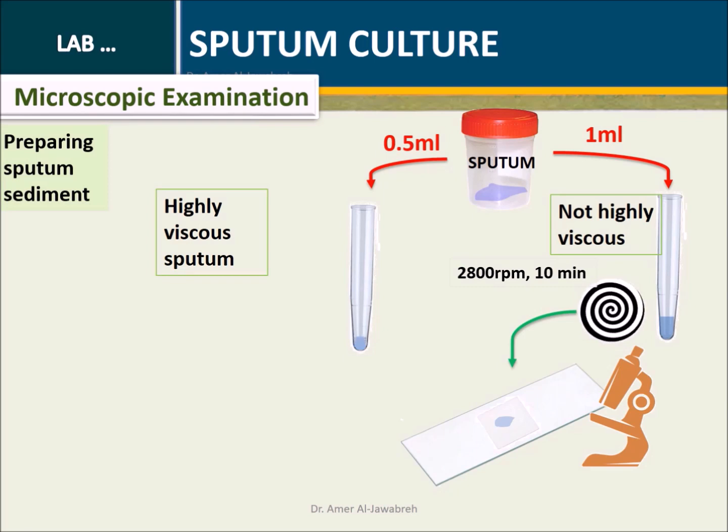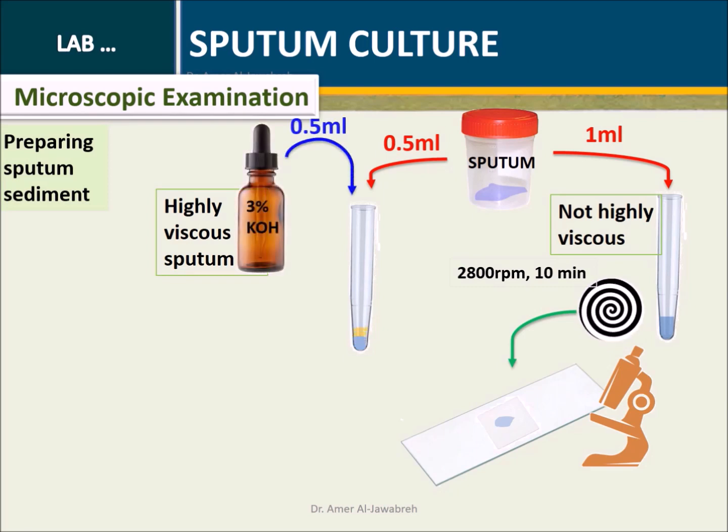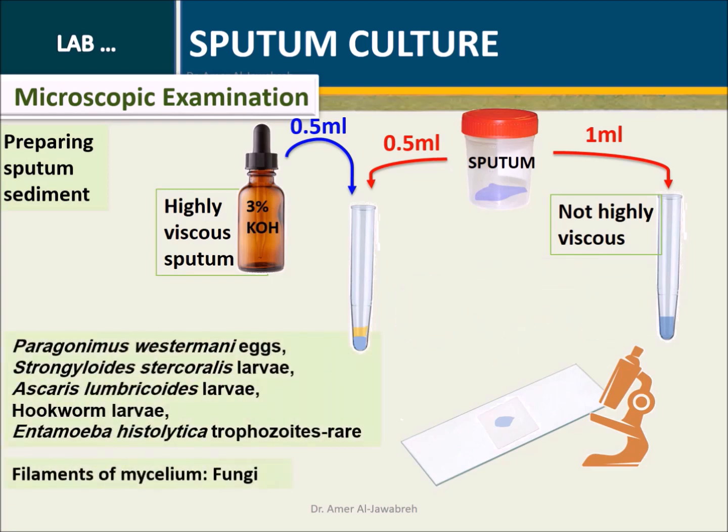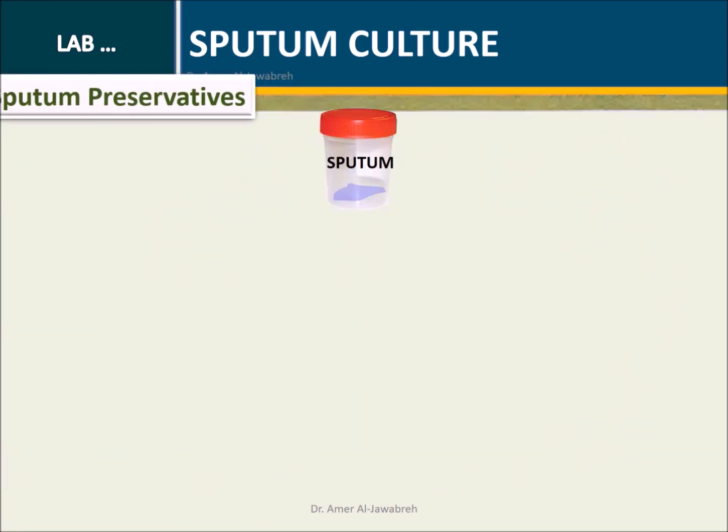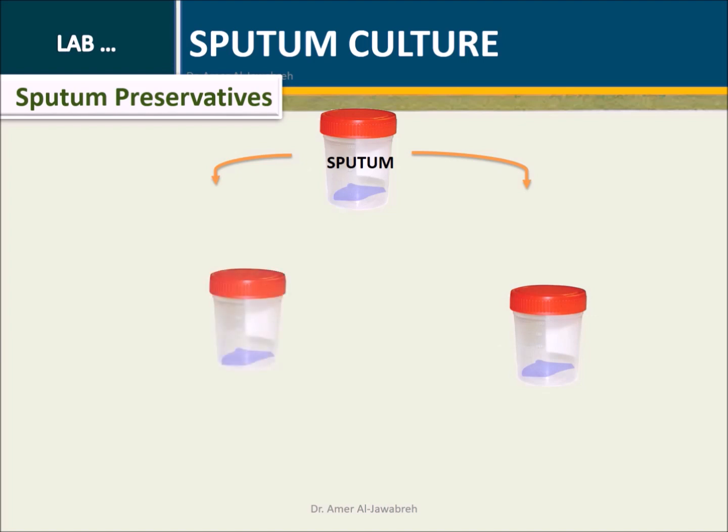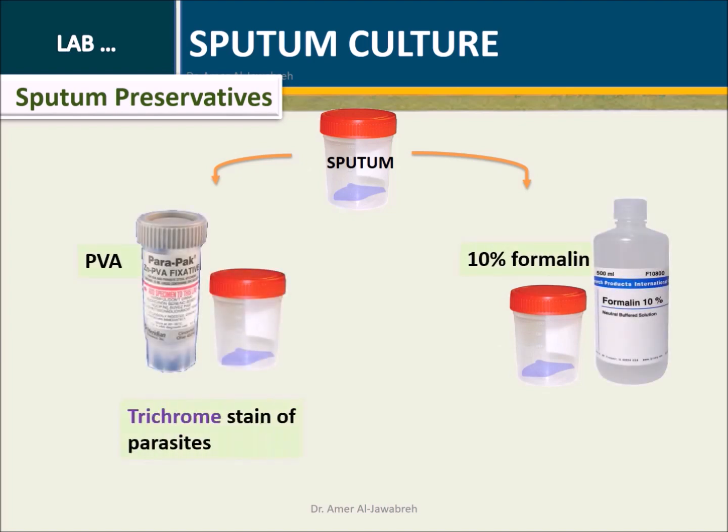If highly viscous, mix 3% KOH, a mucolytic agent, with sputum in a 1-to-1 ratio. Spin and examine for parasites and fungi. Sputum preservatives. Sputum is preserved in PVA for trichrome stain and in 10% formalin for wet mount preps and ethyl acetate sedimentation.